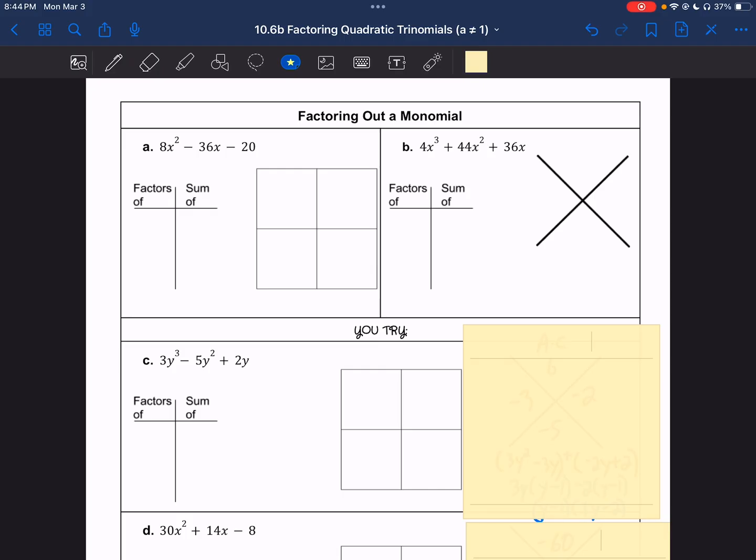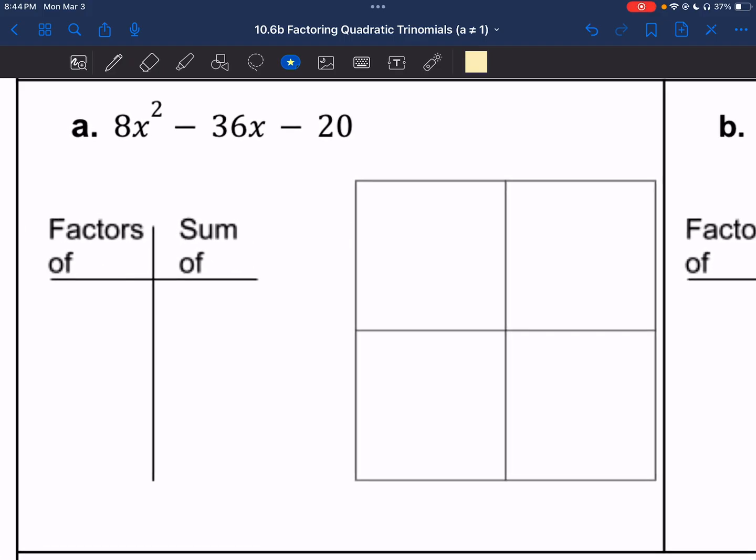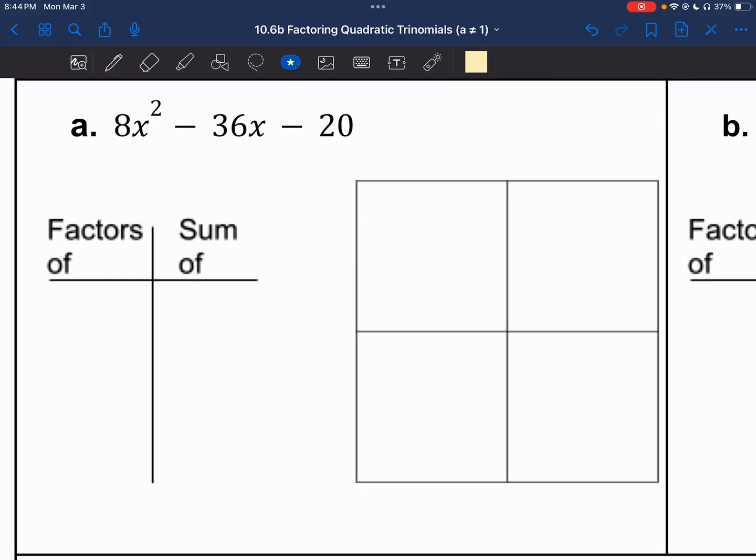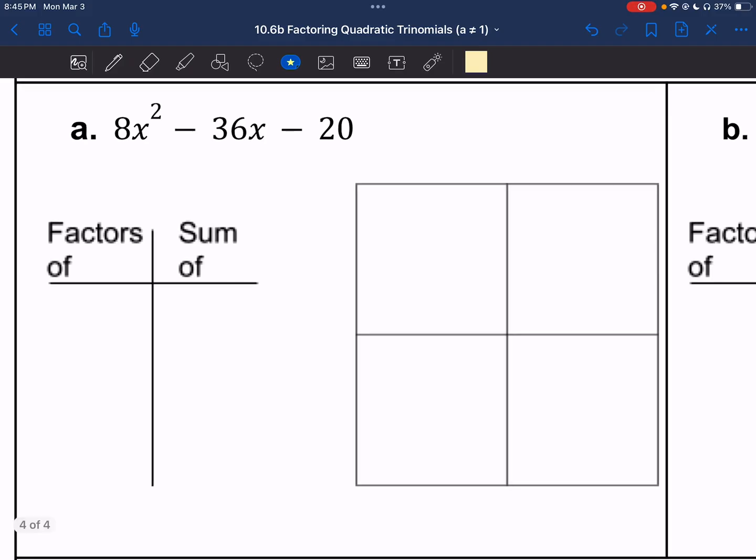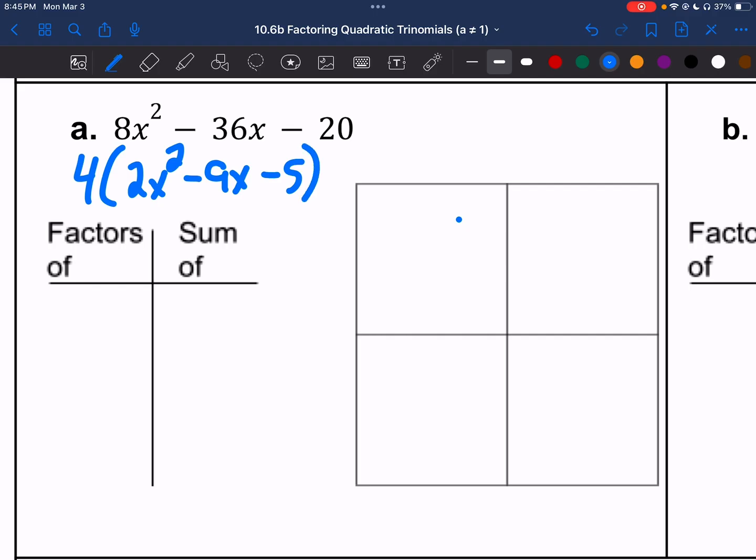All right. Our last four problems are factoring out a monomial first. So this goes to the meme that is on the front cover of this half of the notes, where one does not simply factor without looking for a GCF first. So find a GCF. Is there a greatest common factor? Well, we've got 8x squared, negative 36x, and negative 20. So my GCF is a 4. So I bring a 4 out, and I'm left with 2x squared minus 9x minus 5.